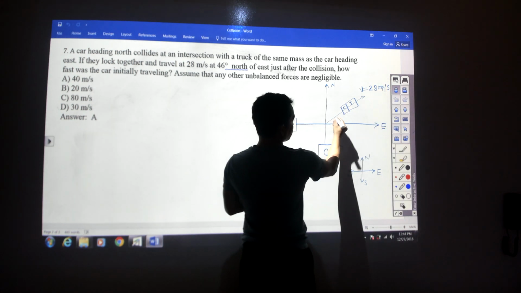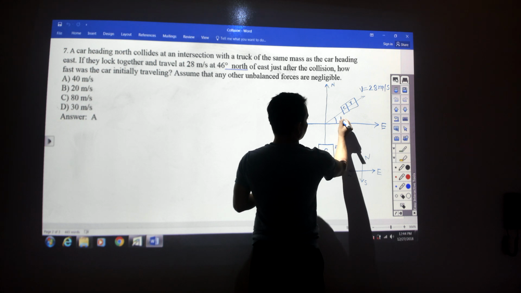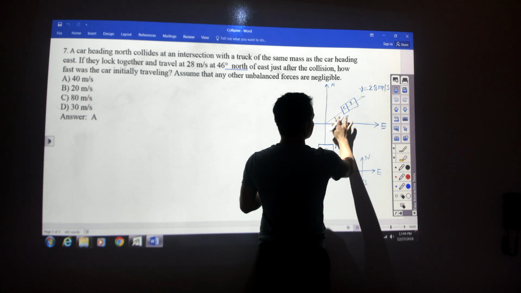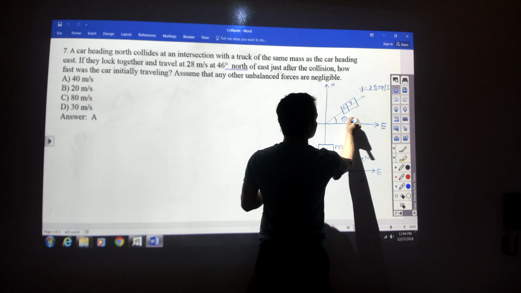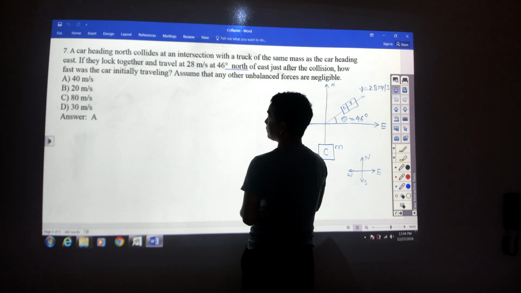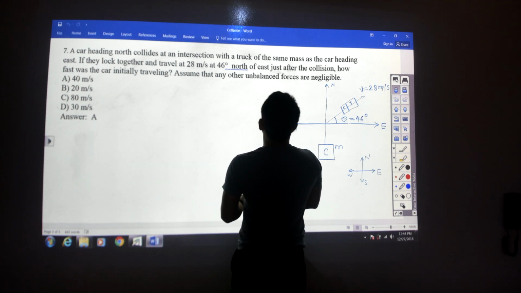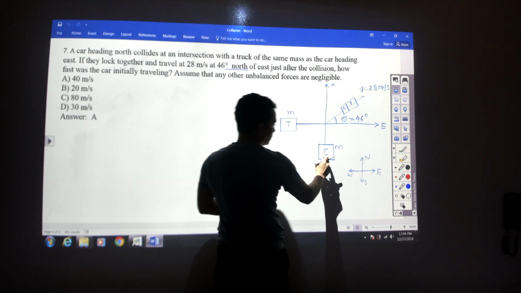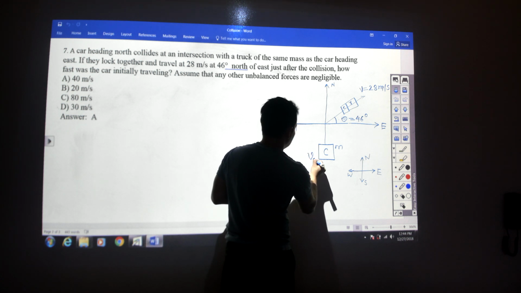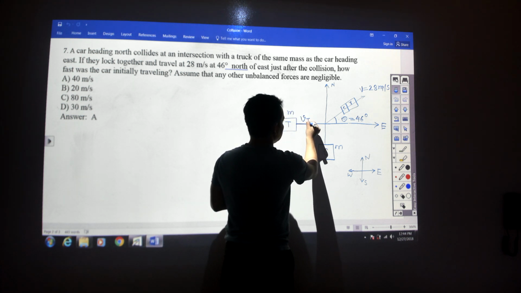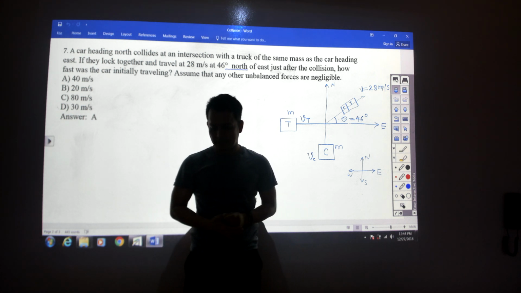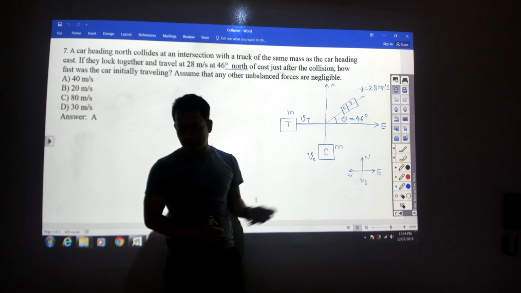This angle is also given. We call this angle theta, and theta is equal to 46 degrees. So we need to find out the velocity of the car. Let's call this velocity vc, and this velocity vt. All the information is given, and you need to find the velocity of the car.